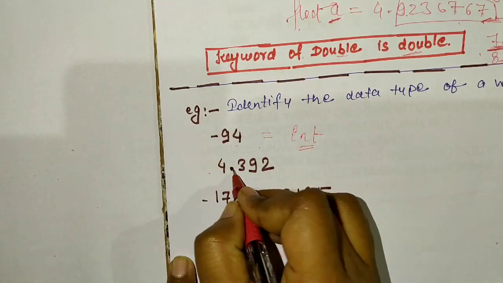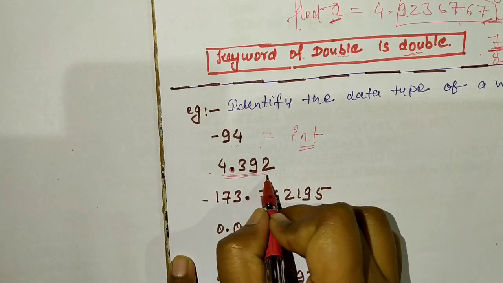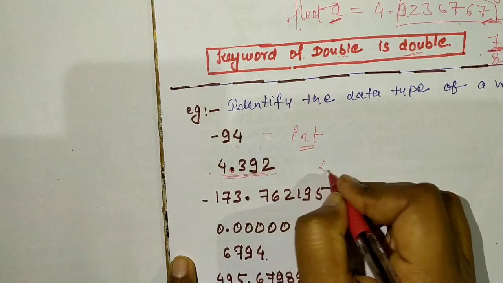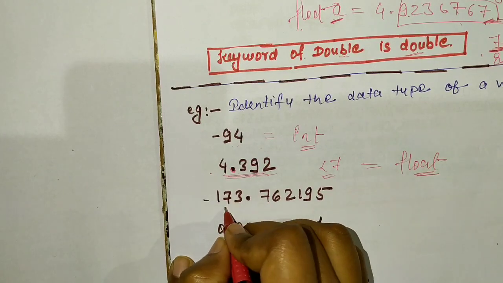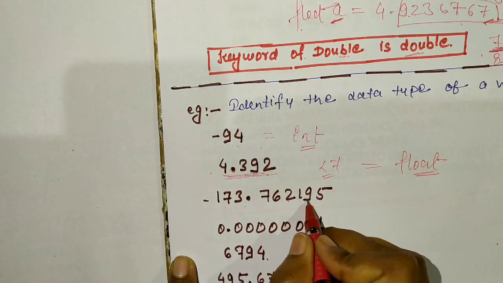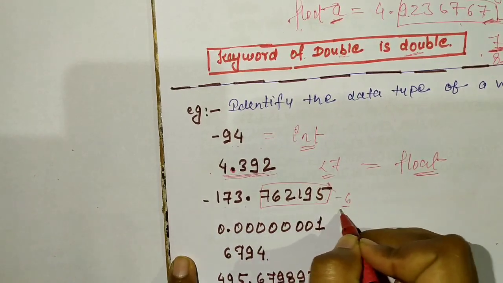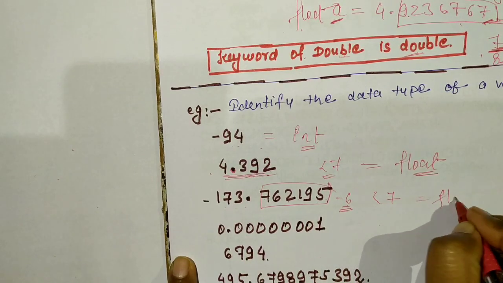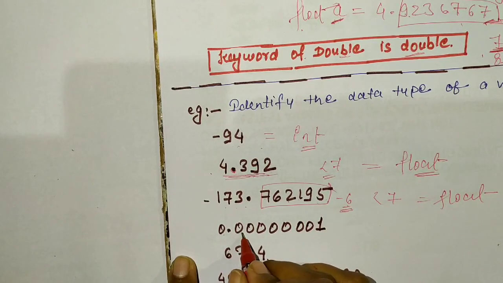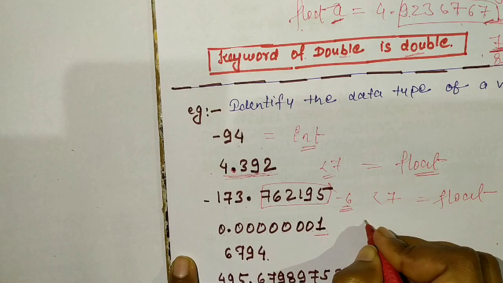Next, 4.392. Here it contains a 4 and the digits 1, 2, 3. Only 3, less than 7. So it is a float value. Next one is minus 173.762195. 1, 2, 3, 4, 5, 6. It is also 6 digits, only 6, again less than 7. So it is also a float. Here 0.00000001. How many digits? 1, 2, 3, 4, 5, 6, 7, 8. It is greater than 7.